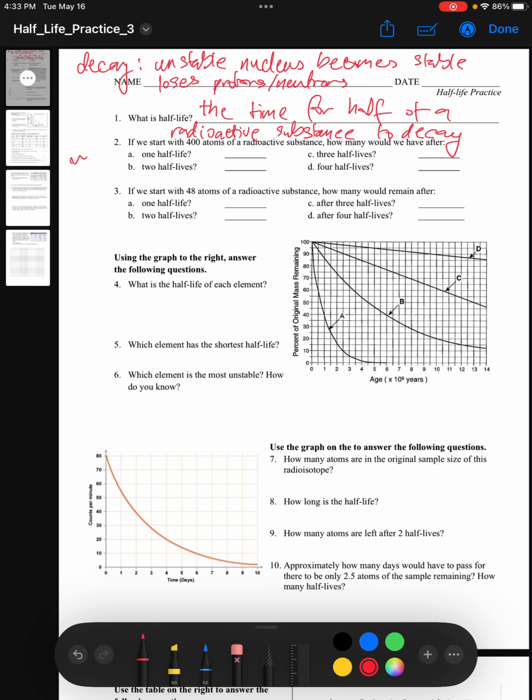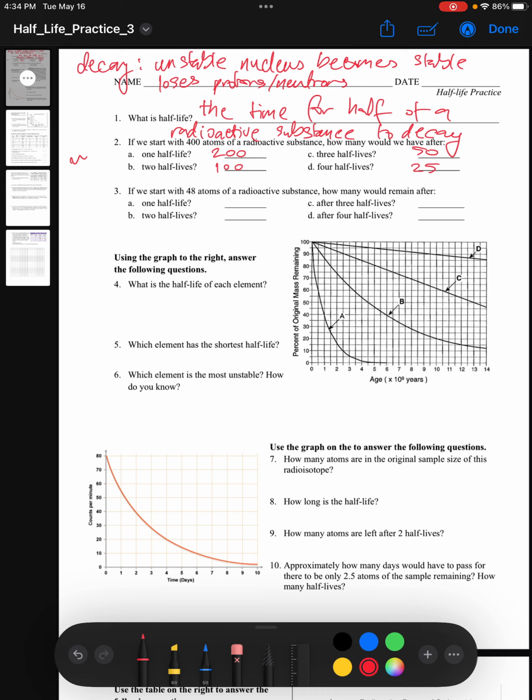Question 2. If we start with 400 atoms of a radioactive substance, how many would we have after one half-life? We would have 200. 2 half-lives, we would have 100. 3 half-lives, we would have 50. 4 half-lives, we would have 25.